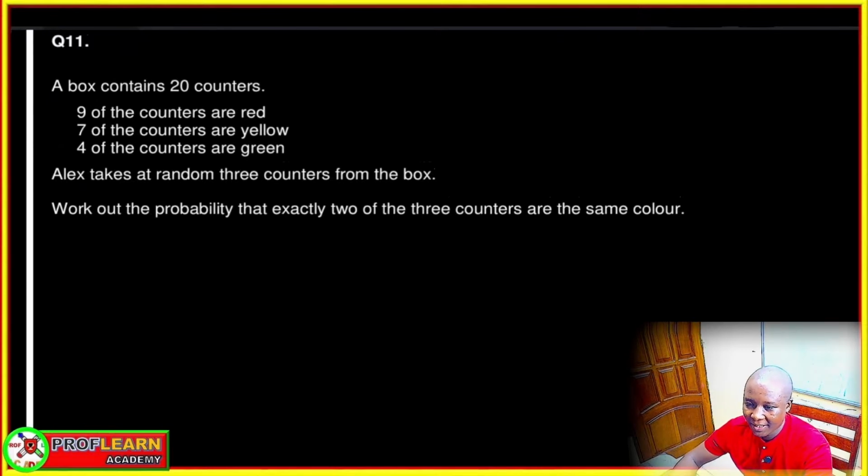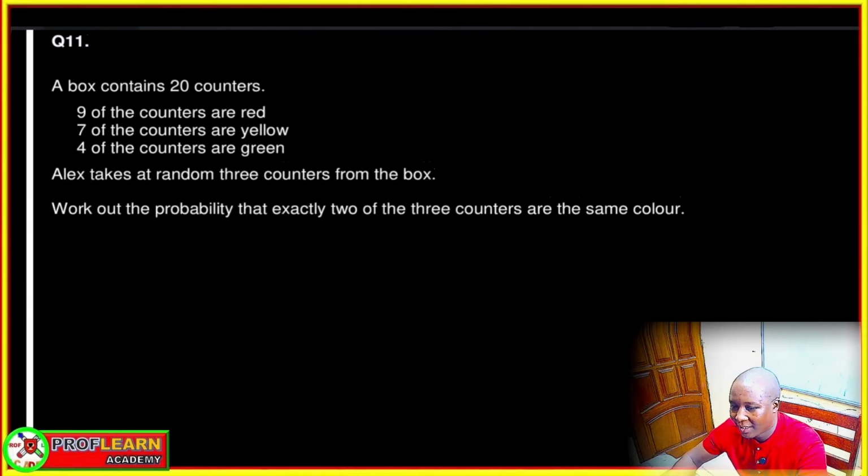9 of the counters are red, 7 of the counters are yellow, and 4 of the counters are green. Alex takes at random 3 counters from the box. You are supposed to work out the probability that exactly 2 of the 3 counters are of the same color. When picking, he can pick red, pick yellow, again pick red. Or pick red, pick a non-red color, and again pick red. Or pick a non-red color, pick red, and again pick red.